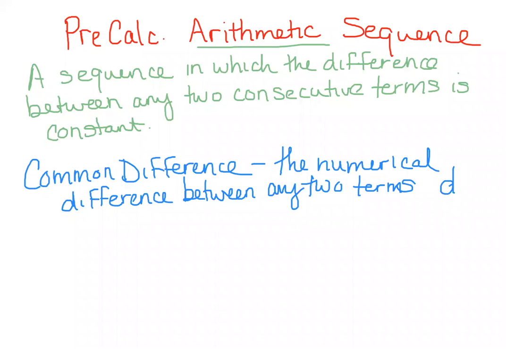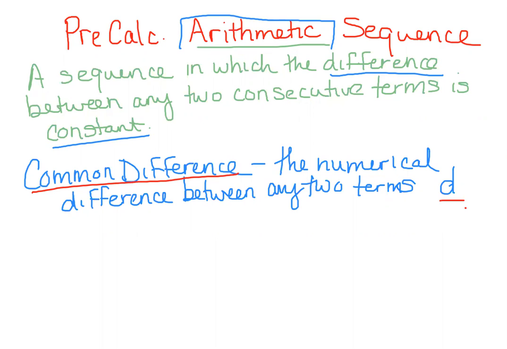Okay, Pre-Calc, today we are going to talk about arithmetic sequences. An arithmetic sequence is a sequence in which the difference between any two consecutive terms is constant. And the common difference is that numerical difference between any two terms, and we're going to call it D.